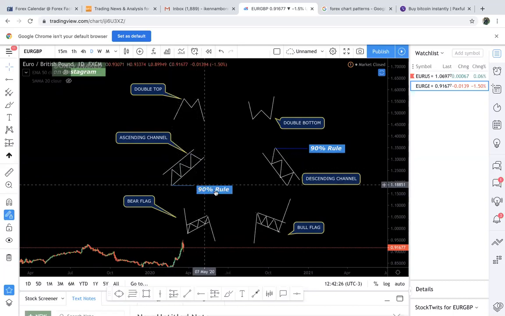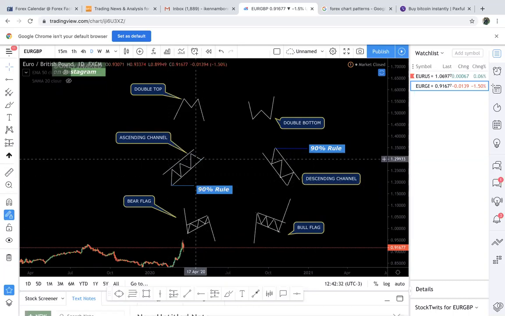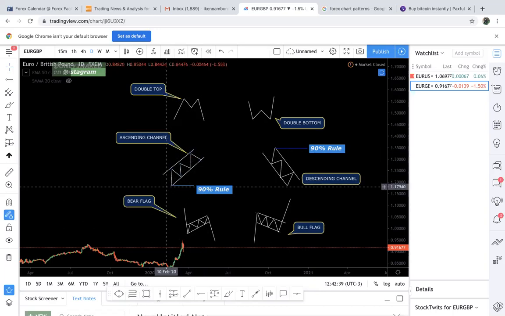What we call the 90% rule right here. The 90% rule says that 90% of the time, price will come back to where the pattern started from. So where the ascending channel started from, price normally comes back down here, or at least covers 90% of this whole movement. So we usually set our take profit one at that spot right there, okay?